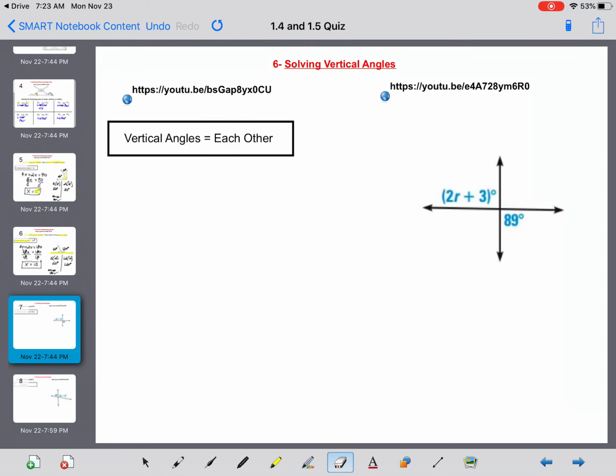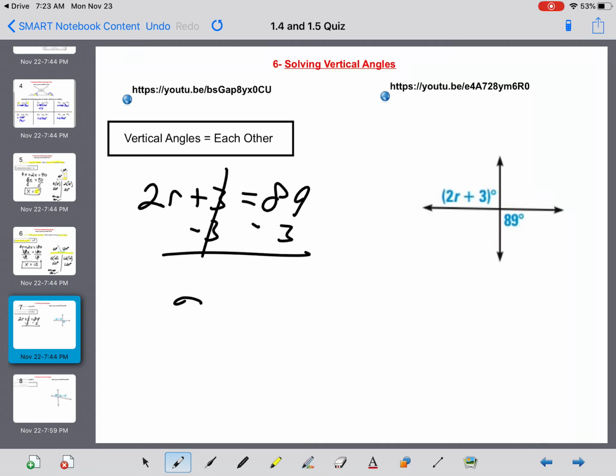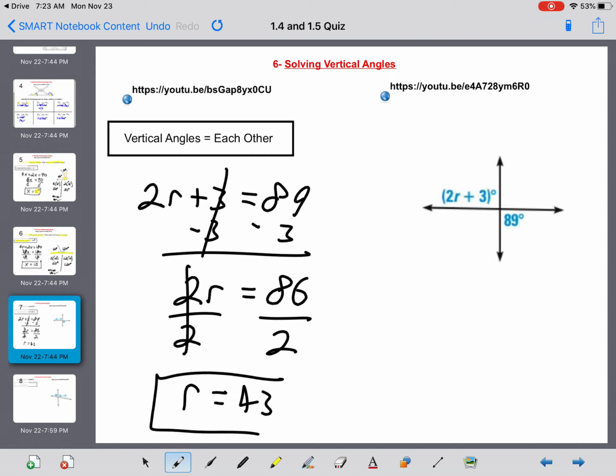Solving for vertical angles. Vertical angles equal each other. So here we have our vertical angles. They create that bow tie shape, created by two linear pairs intersecting each other. So if I'm going to set them equal to each other, our equation is 2r plus 3 equals 89. This is a normal two-step equation. Subtract 3 on both sides. 2r is equal to 86. Divide both sides by 2, and r equals 43.